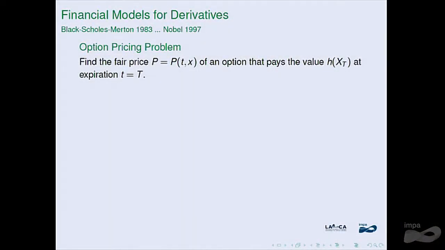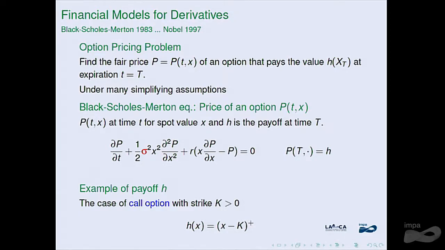I know I don't need to say these things in this audience, but the option pricing problem, as you know, is to find the fair price of an option that pays a certain value h at expiration time T, or perhaps something that depends on the path or more complicated exotic options. But this basic problem was the subject of a very important contribution by Black-Scholes back in the 80s. And they basically found the famous Black-Scholes formula for the computation of the price of such an option. It's a solution to a PDE. So PDEs come into play immediately.